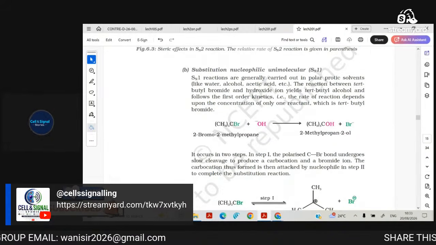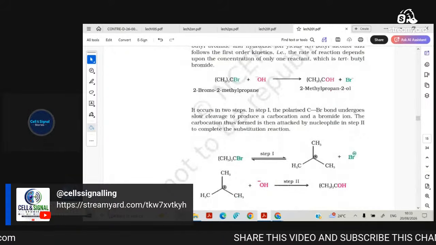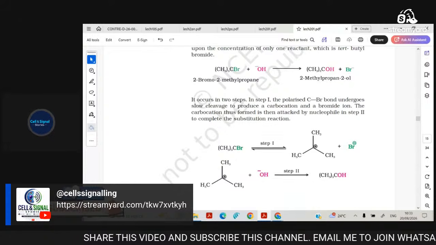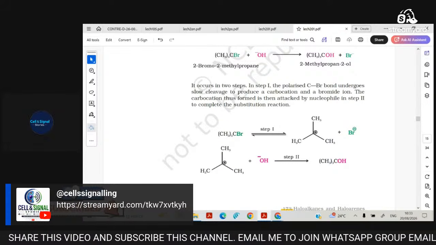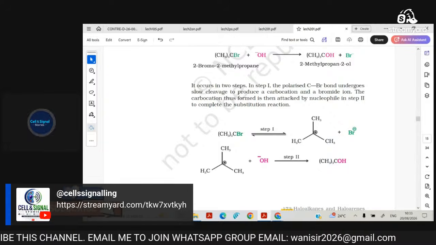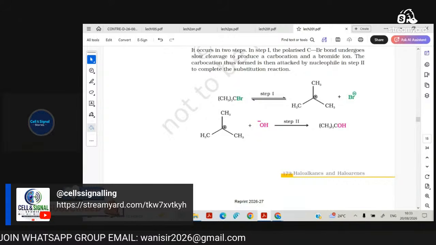It has two steps. One step is the formation of the carbocation and release of bromide. After this step, there is another step where the OH group comes and attacks the central carbon, forming the alcohol. Now, there is no inversion.